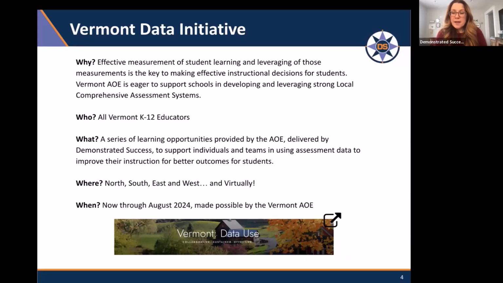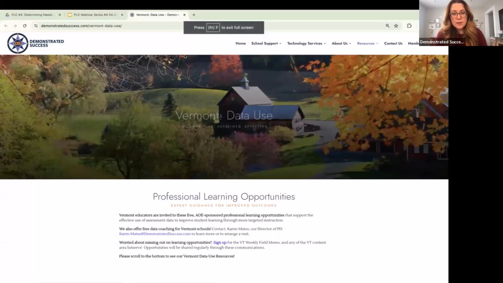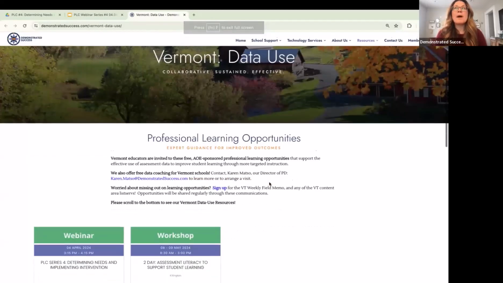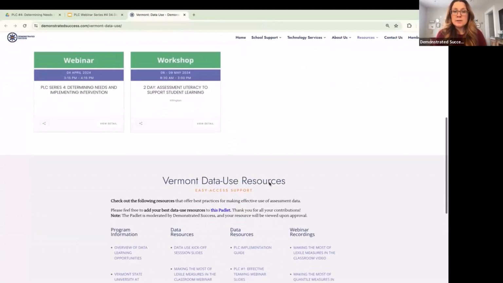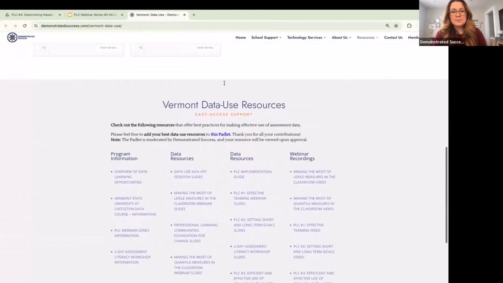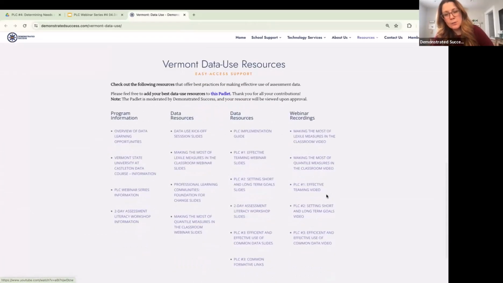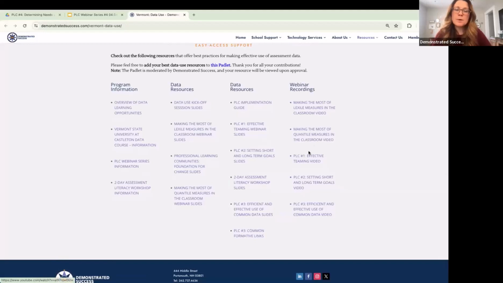When you get the slide deck, there's a little arrow on this Vermont data use slide here. That's the portion of the Demonstrated Success website that has all of the resources and information about this initiative. And you're able to look at all of the resources from the PLC recordings and the assessment workshop and anything you could want to know about this initiative.